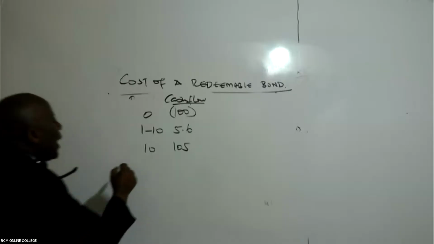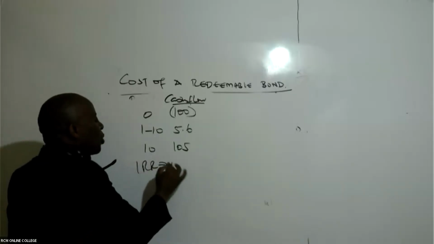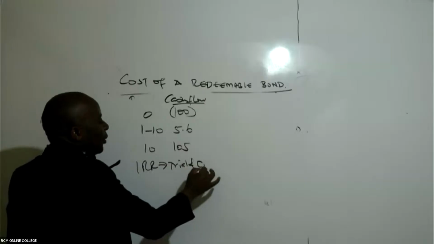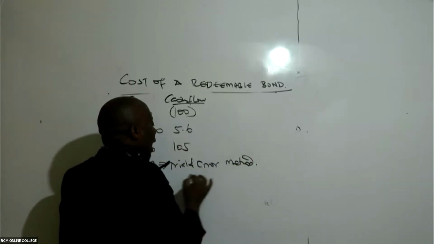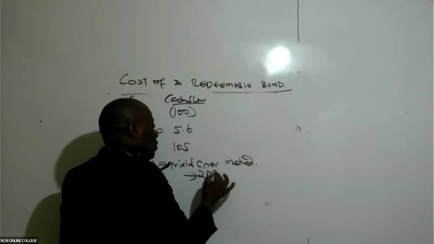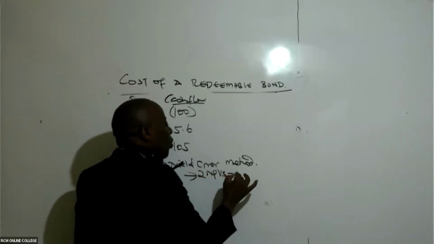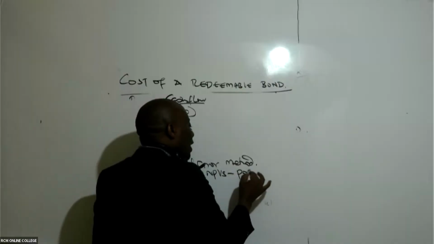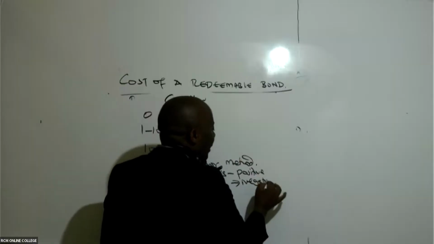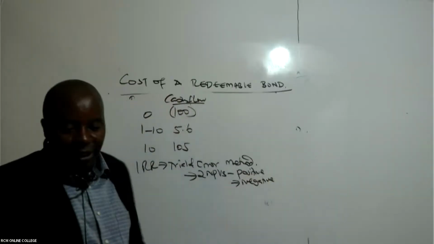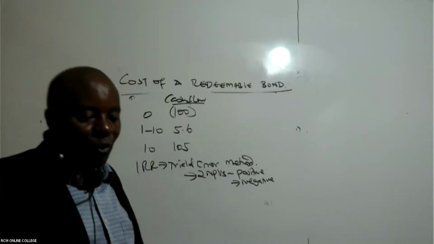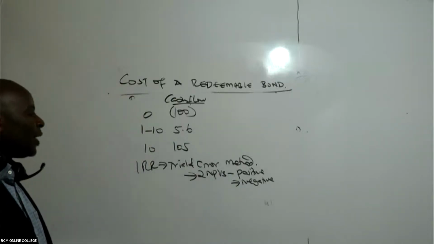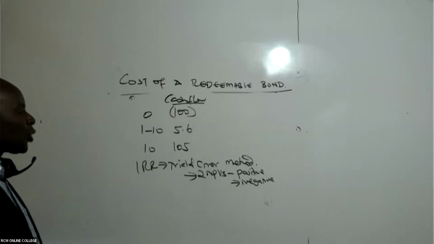So remember, for IRR, we normally use the trial and error method. And we need 2 NPVs. One must be a positive NPV, and the other one must be a negative NPV. So we need a positive and a negative NPV. So it's trial and error.